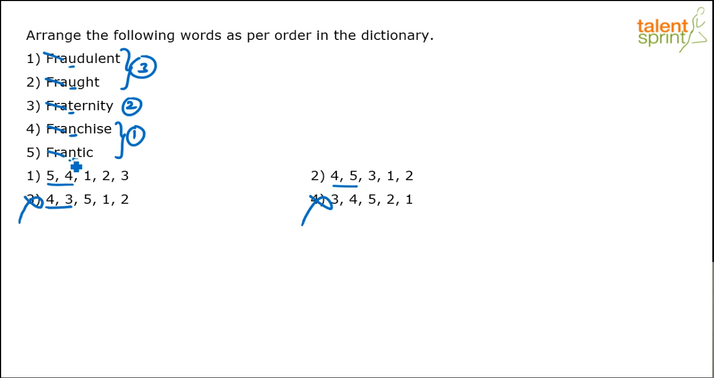If the 4th letter is common, go to the next letter. The next letter here is C, the 5th letter, and here it is T. So of course franchise will be the first letter. So we should put 4 and then followed by 5 and then whatever between 1, 2, 3 options here. Since there's only one option which starts with 4 followed by 5, we can take option 2 as the answer, right? So 4, 5, 3, 1, 2.